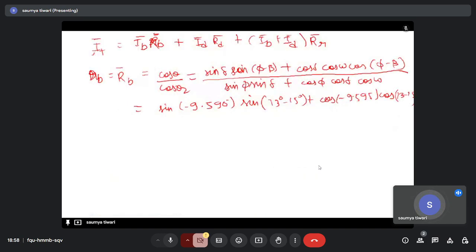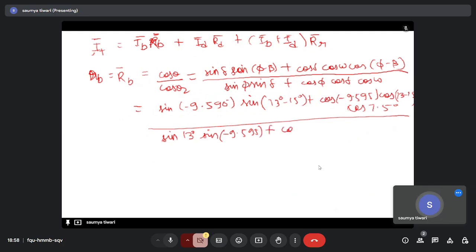So we'll put this value into cos 7.5 degree upon sine phi, where phi is 13, and delta is minus 9.599, and cos phi is cos 13, cos delta is cos of minus 9.599, and cos omega is cos 7.5. If you solve this, you can get the value of RB bar, which will be 1.074.